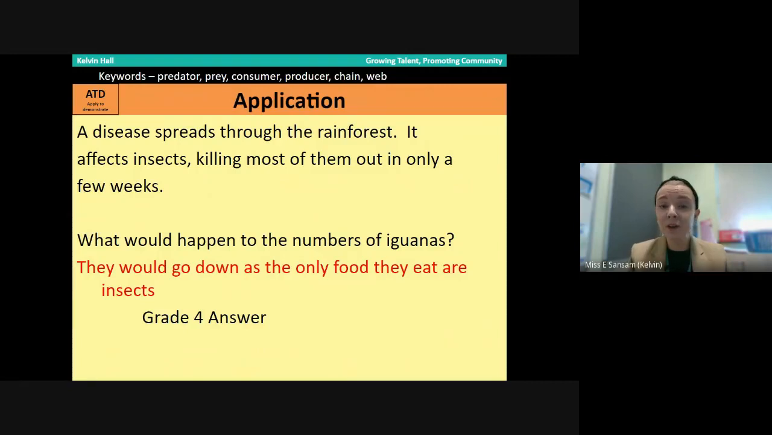Hopefully then we got something along these lines, Year 6, in the fact that the number of iguanas is going to go down or it's going to decrease. And that's because insects was the only food that they ate. So if the number of insects decreased and they all died out because of this disease, then the number of iguanas is going to decrease because they've got nothing else to eat. Hopefully you all got an answer similar to that.